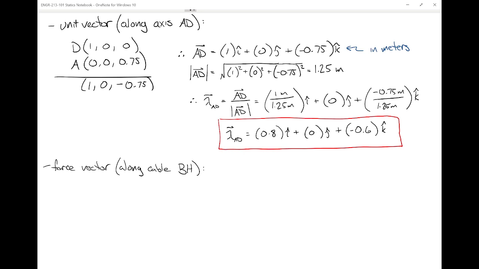So let's go back to how we define force vectors in 3D. So how do we define a force vector in 3D? We take the magnitude and multiply it by a unit vector. Some of these calculations are going to be a little repetitive, so I might go through this a little quickly. So how did we do this before? We took the coordinates of D minus the coordinates of A. So how about the coordinates of H minus the coordinates of B?